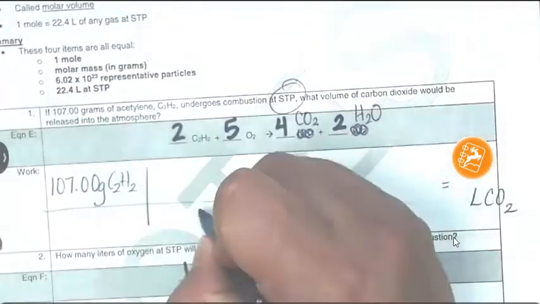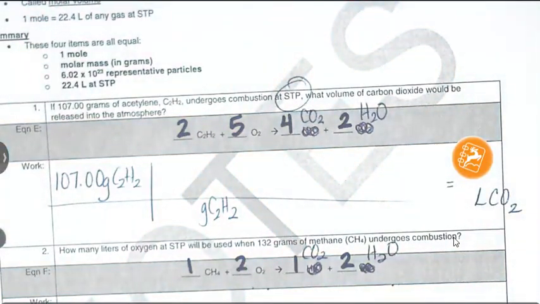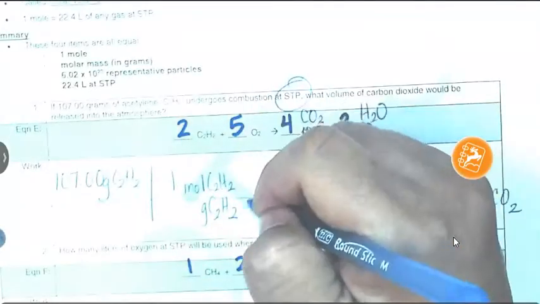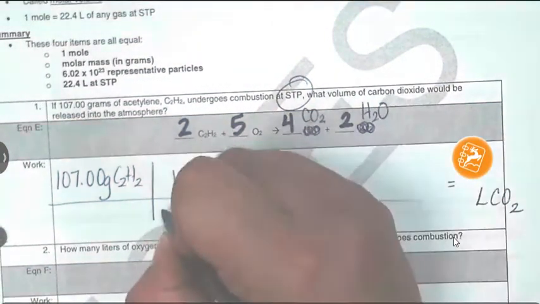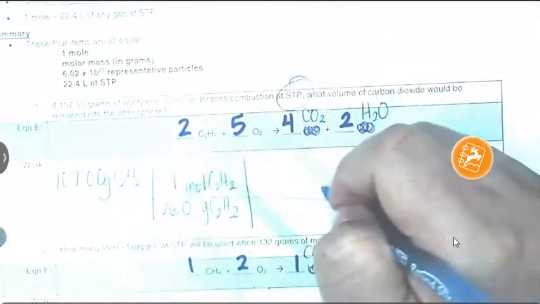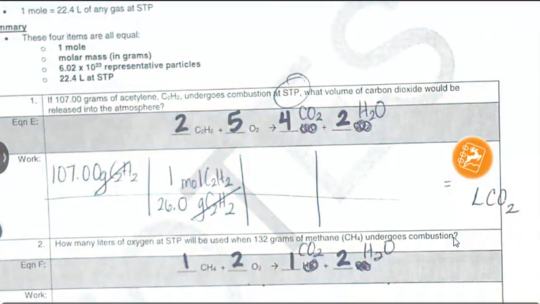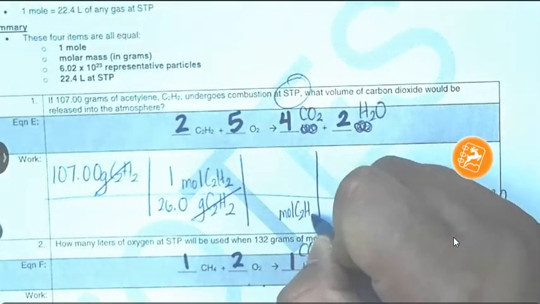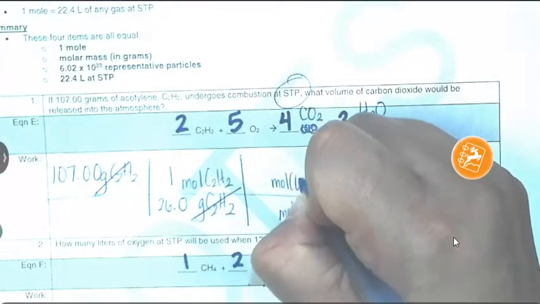So the first step I'm going to do is cancel out grams of C2H2. And remember, the only thing that I know with molar mass is that what goes with the mole? 1, and the other part is using the periodic table. So the molar mass of C2H2 is 26.0. Grams of C2H2 cancel. Now is where I can use the mole-to-mole ratio. So I put moles of C2H2 on the bottom, and I want moles of CO2 on top.